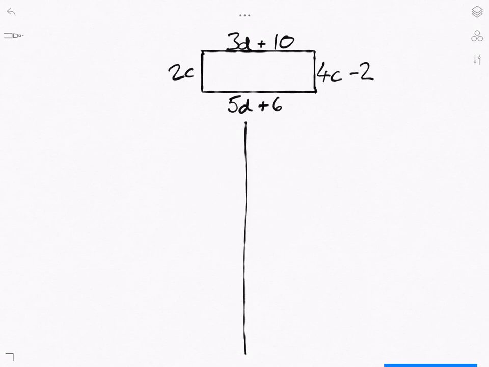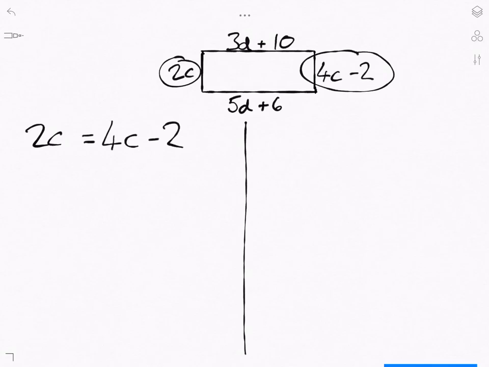And we'll do the small side of the rectangle first. Because it's a rectangle, we know that opposite sides are equal. So we have this 2c, and it's equal to this opposite side, so it's equal to 4c minus 2.